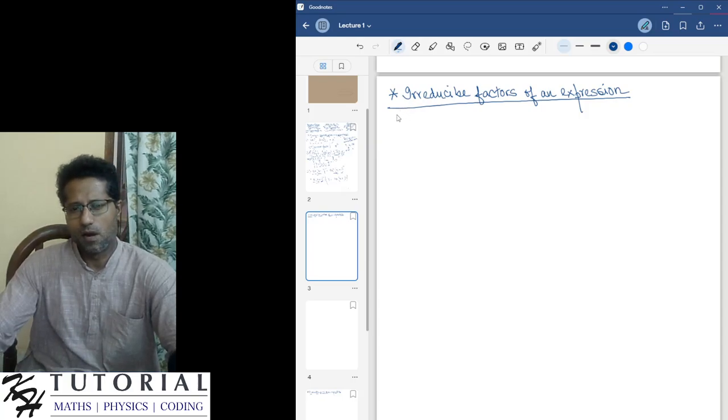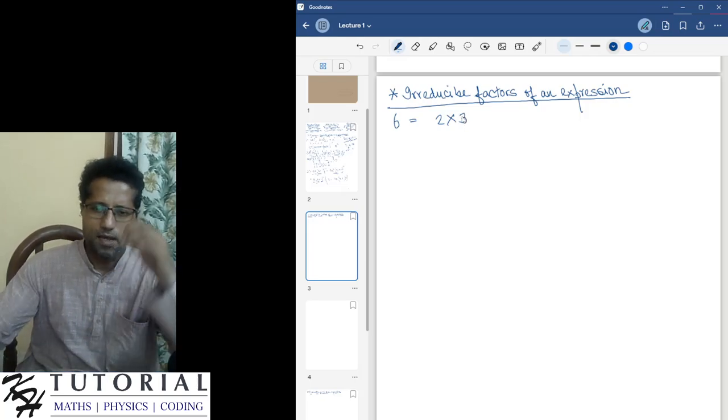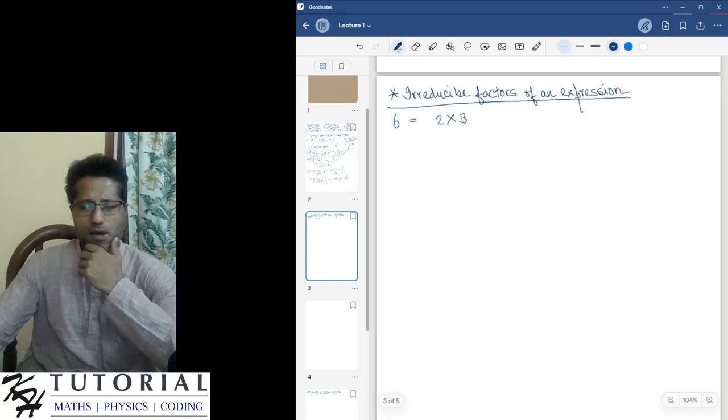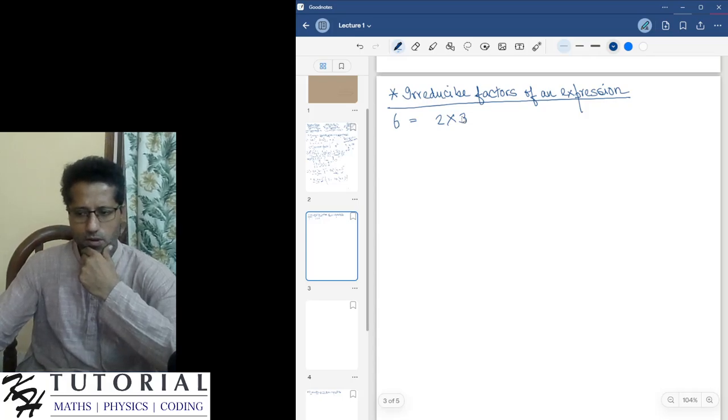Let's say I have a number 6. So the prime factorization of the 6 is 2 into 3. That is, we express 6 as a product of prime numbers, and we know that prime numbers cannot be further broken down as product of any other numbers.